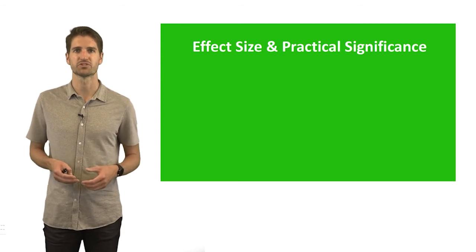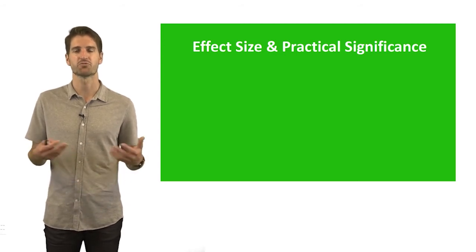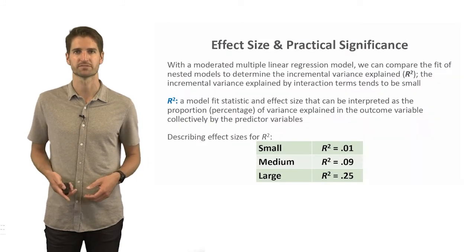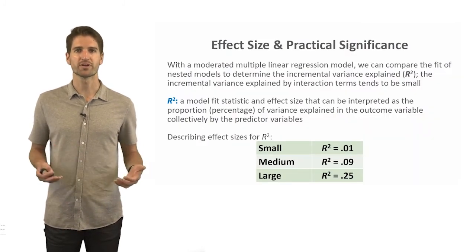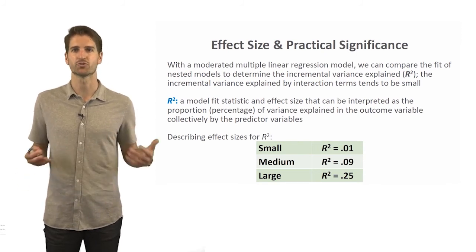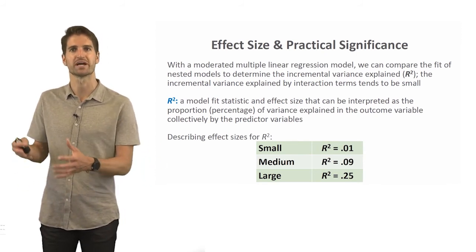Well, what's the next step in terms of determining the effect size or practical significance of that interaction effect or moderation effect? So with a moderated multiple linear regression model, we can compare the fit of nested models to determine the incremental variance explained as represented by R squared.